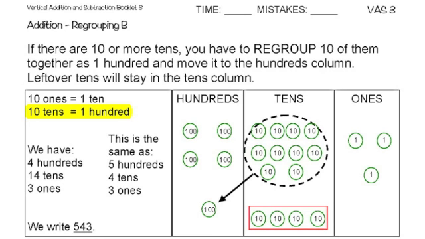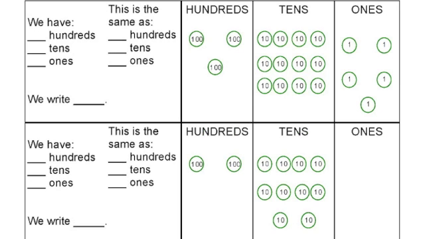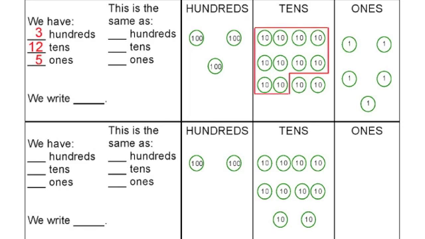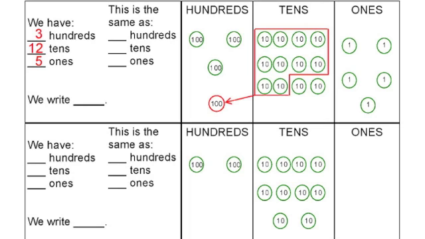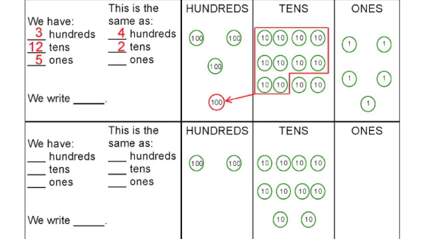So now let's go ahead and try the first example we have down here. Let's count what we have. I see 3 hundreds, 12 tens, and 5 ones. Now I see that I have 10 or more tens, so I can regroup that to become 100. I'm going to take 10 of them right there. I've boxed them up, and I'm going to add 100 in there like so. Now what I have left is 2 tens on the outside of my box. So I now have 4 hundreds, 2 tens, and I still have my 5 ones.